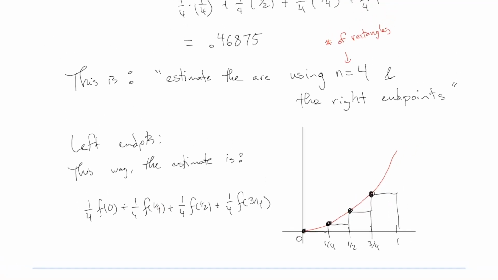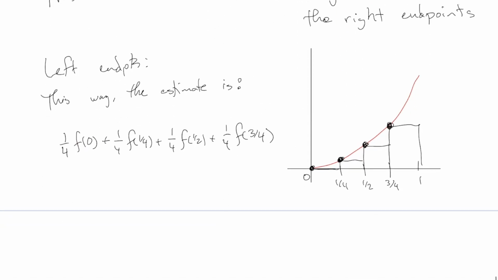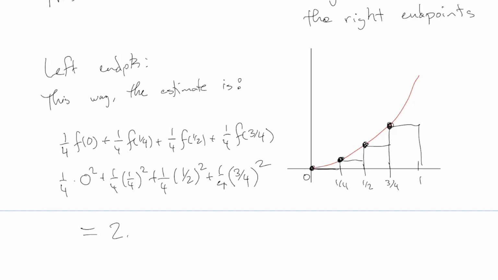And you can actually see, if you remember when we did the right side, I went 1/4, 1/2, 3/4, and 1. This is almost the same. It's just I start at 0 this time, and I don't go all the way up to 1 at the end, right? But anyway, of course, those f's mean squares. So this is 1/4 times 0 squared plus 1/4 times 1/4 squared, 1/4 times 1/2 squared, 1/4 times 3/4 squared. And this I plugged into my calculator. I got 0.21875.